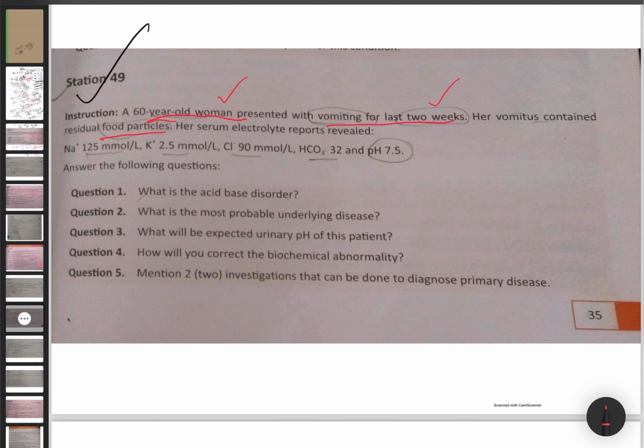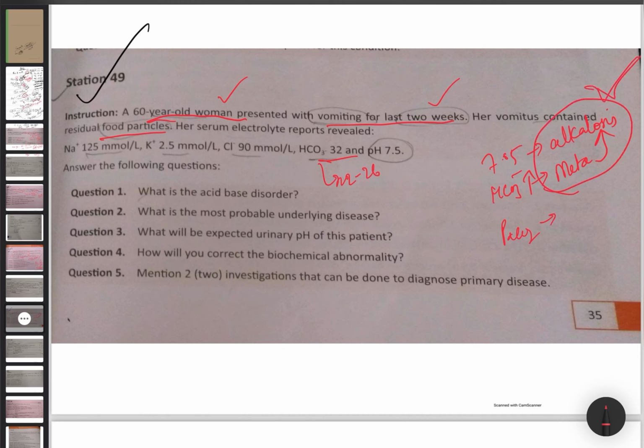A 60-year-old woman presents with vomiting for 2 weeks. Her vomitus contains food particles. pH is 7.5. Again go through our steps. Alkalosis it is. Second step is HCO3 minus. It is 32. Normal range is 22 to 26, so it is high. HCO3 high is alkalosis, so the metabolic component is contributing. They did not give PaCO2 actually. We have to check PaCO2 again for compensation.